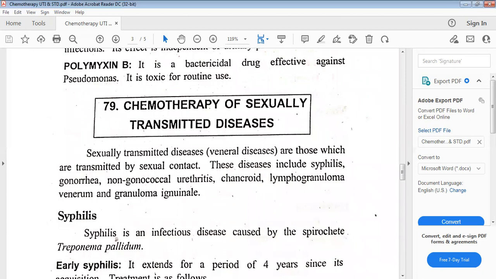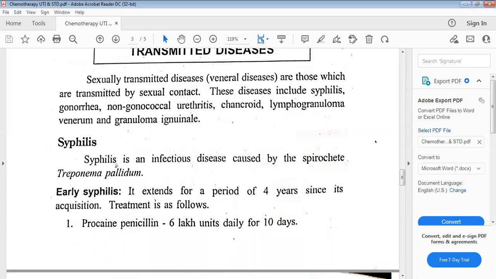Then we come to the next set of disorders called sexually transmitted diseases, also called venereal diseases, or in brief, STD, right? Whenever there is any disease which is transmitted mainly by sexual intercourse, those diseases are called STDs. They include syphilis, gonorrhea, non-gonococcal urethritis, chancroid, lymphogranuloma venereum, and granuloma inguinale. So these disorders can all be treated by using certain compounds.